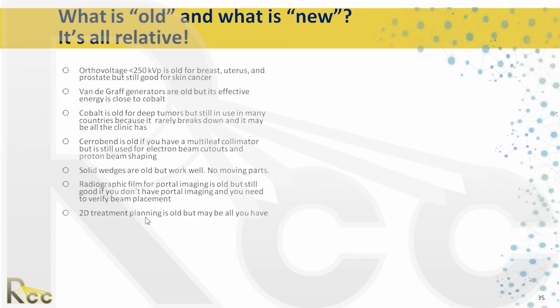2D planning may be all the clinic has. The progression would be from 2D to 3D to IMRT conformal. Some clinics don't have CT scanners. A lot of clinics, I would imagine, don't have CT scanners, but a radiographic simulator still works to give simulation films of the area to be treated. And many places are still using paper charts. It is still a record of the treatment.